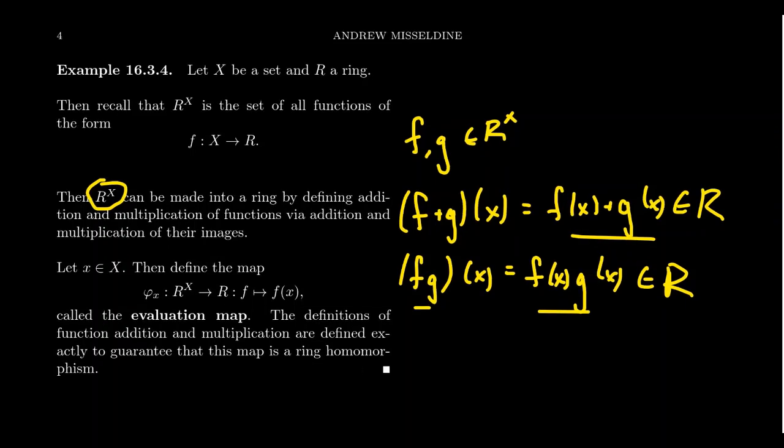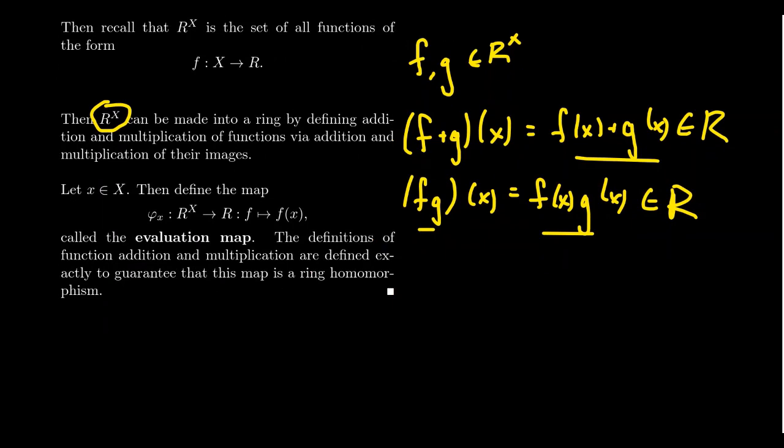Now, with this ring in mind, R to the X, it's now a ring, we can actually define a ring homomorphism from R to the X to R, where these are R-valued functions, and therefore we can evaluate the functions, and this makes a ring homomorphism. We actually call this the evaluation map. So for a fixed element x, we define a homomorphism phi sub x, where we send a function f to its evaluation f of x, like so. This will define a ring homomorphism.